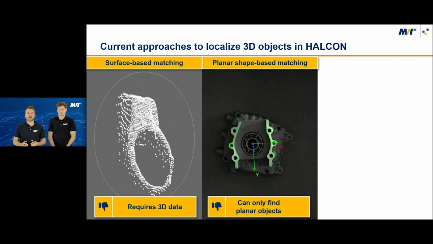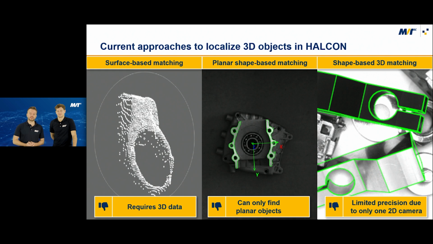The one is the planar shape-based matching, but this technology has the limitation that it only works on flat surfaces. So it cannot find every type of object. And once again, you think, okay, but HALCON already offers a technology to find any type of part in a 2D image. And this technology is called shape-based 3D matching. But also here we have a limitation because it only works on 2D data and only on one 2D camera.